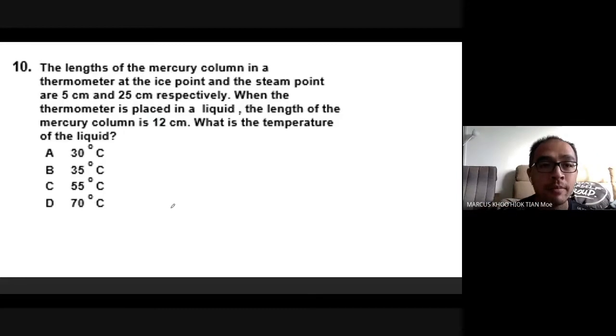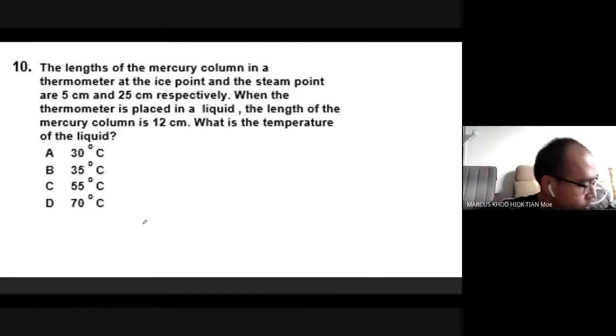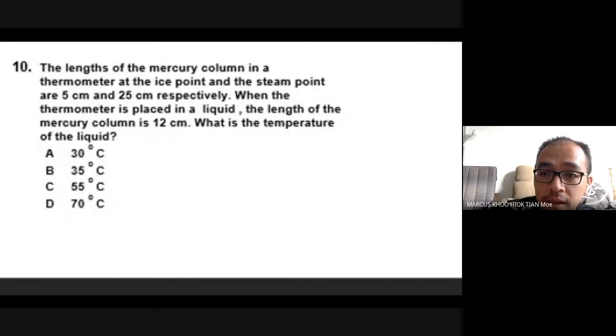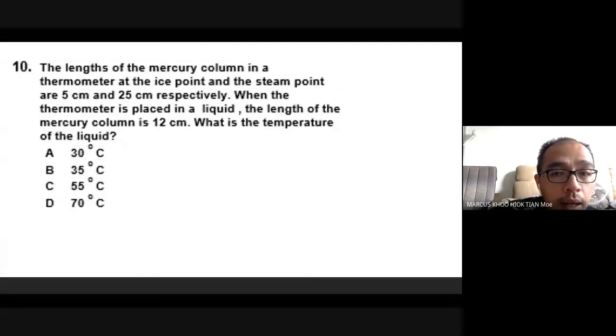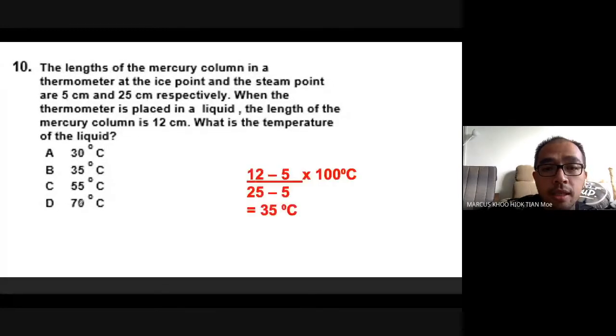All right, number 10. This is a calculation question. So 5 centimeter, 25 centimeter, when the thermometer is placed in the liquid, the length of the mercury column is 12. Can I have Carlson to answer this, please? What is your answer? B. Let's check. Okay, so yeah, the answer is 12 minus 5 over 25 minus 5 times 100, you get 35 degrees. Okay, so the answer is B.